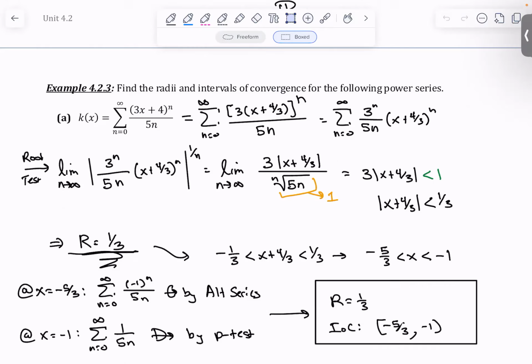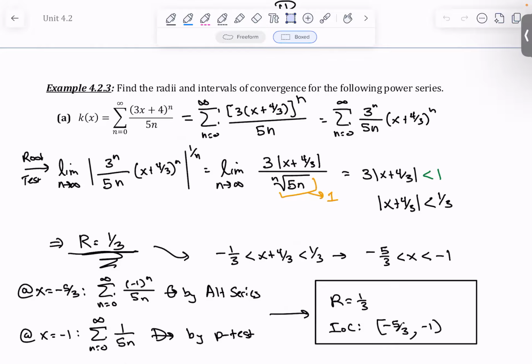And I decided to use the root test. The ratio test would do just as well for this one. It's just that the root test seemed easier. It takes less time to write mainly, but the ratio test would also work just fine. And so we end up with 3 to the n to the 1 over n just becomes 3, and (x plus 4 thirds) to the n becomes just the absolute value of x plus 4 thirds. And then for the 5n to the 1 over n, it makes more sense to look at it as the nth root of 5 to the 5n.